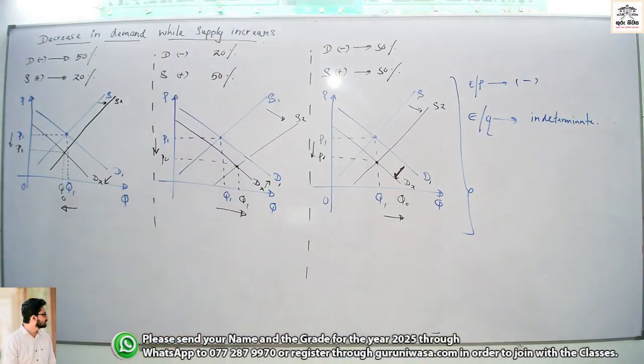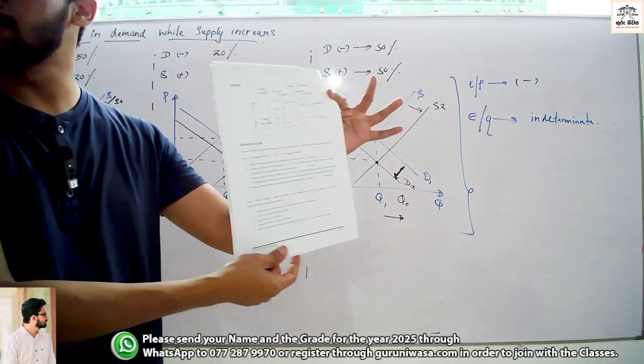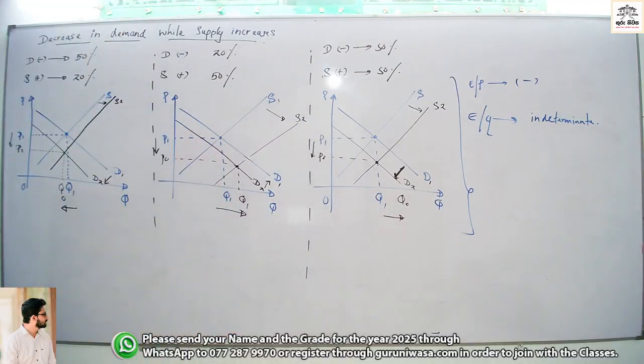You can draw the last one as homework. Then come to page number 24. There's a summary. Can you see that? I'm talking about this point.